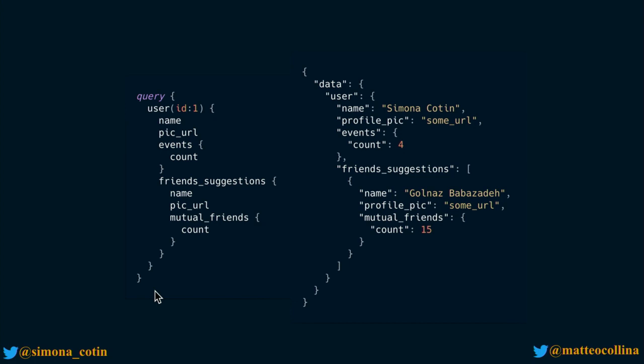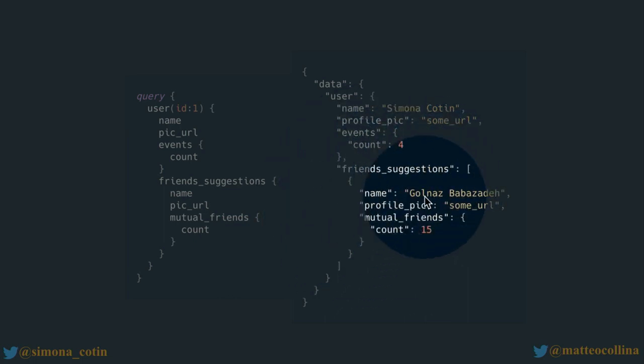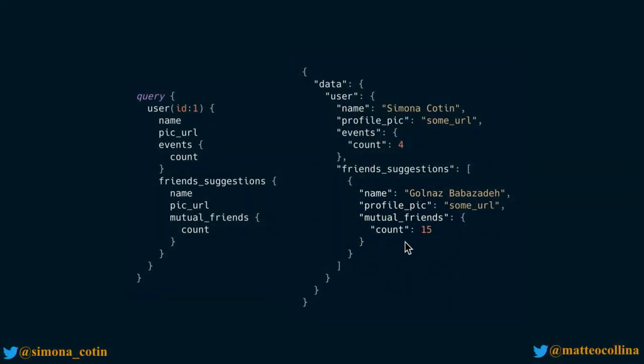So that's important, right? I can issue one single request. What does the GraphQL server return to me? Well, it returns this data structure that is very similar. It has a data property. I can also have an error property if there was an error in the query. Then I can get my user and the events with the count, so I'm not fetching all the data, and my friend suggestions with the count as well. So I am only fetching the data that I need for rendering this page.